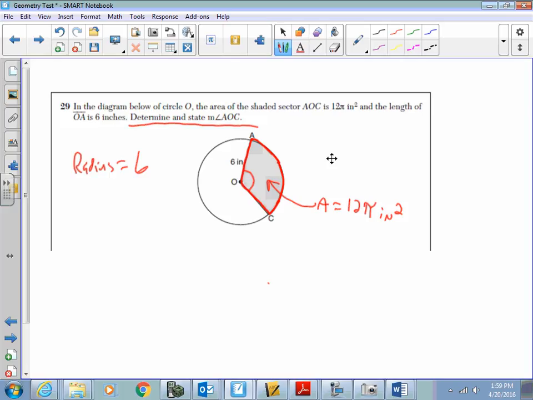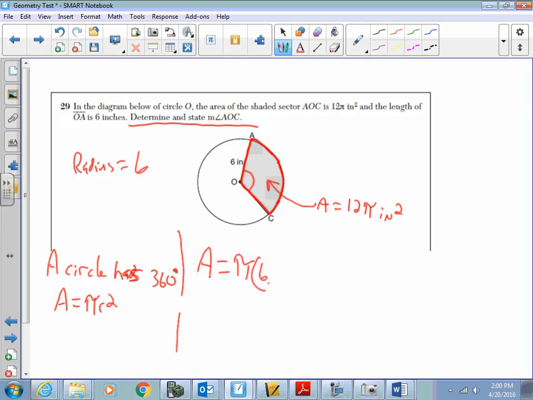Now, there are a lot of different ways to do this. Couple things. Remember, a circle has 360 degrees. I want you to write that down, just make sure you remember that. The area is equal to pi r squared. I'm going to find the area of this entire circle. So the area of this entire circle would be pi times 6 squared, and the area would equal 36 pi inches squared.